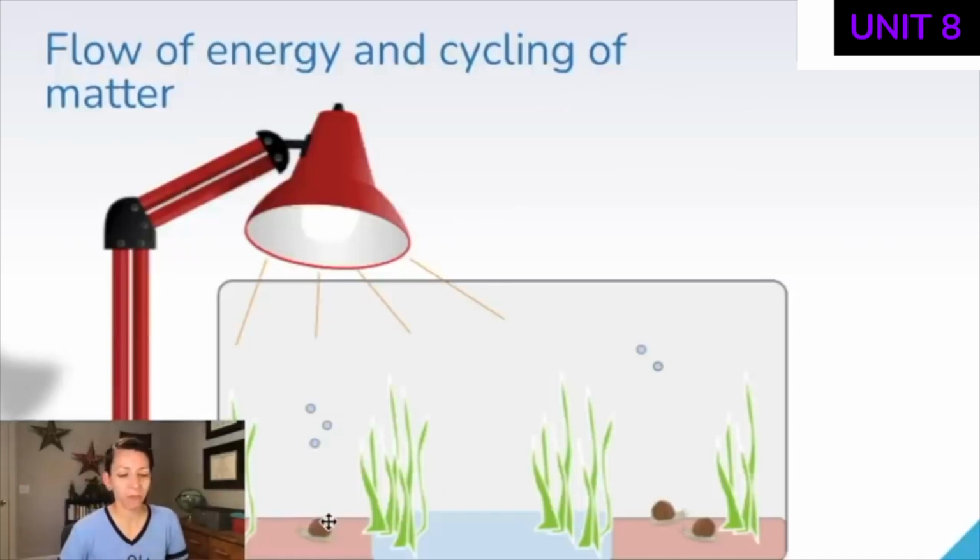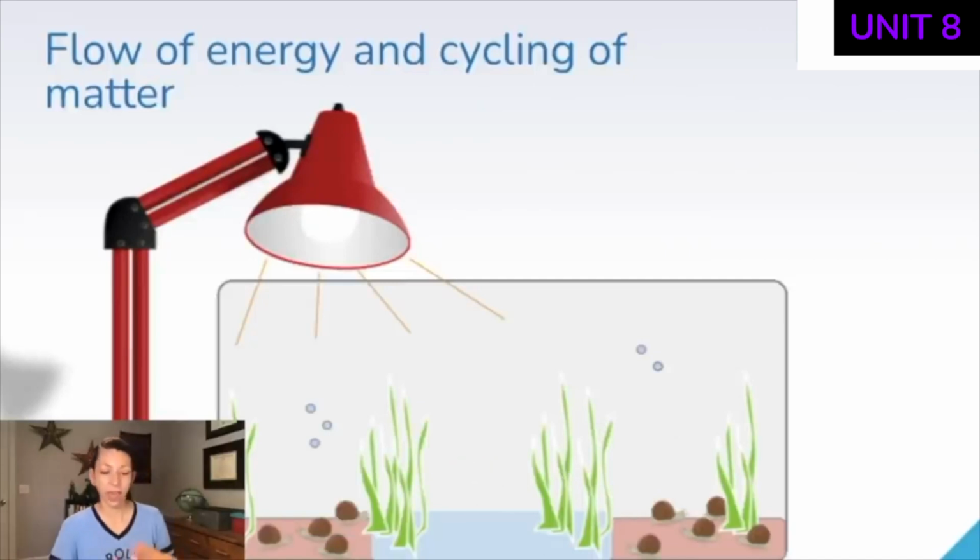But if we think about it, if more snails are added to this container, what effect is it going to have on the plants in the container? Eventually, if we add more snails, we would see more carbon dioxide, and more carbon dioxide would lead to more plant growth because the plants could take in more carbon dioxide to perform more photosynthesis.